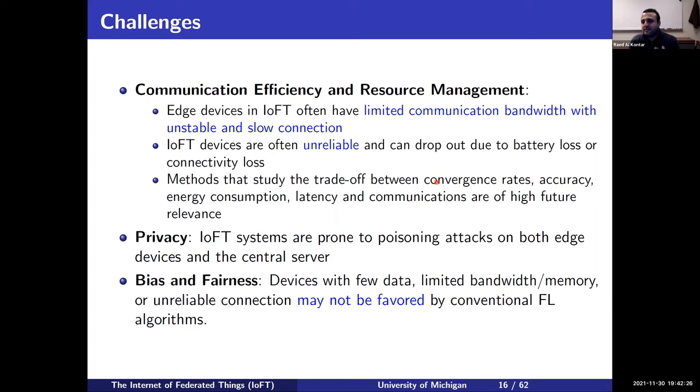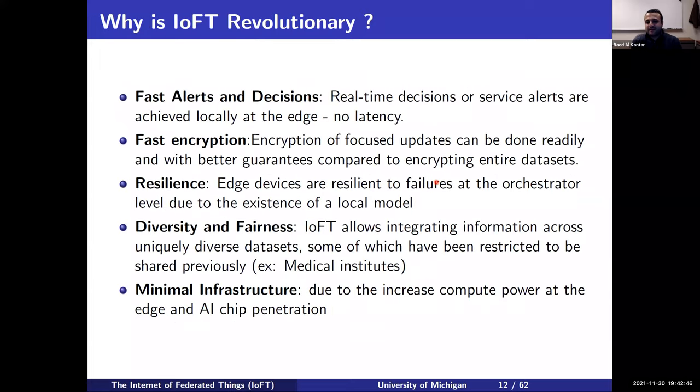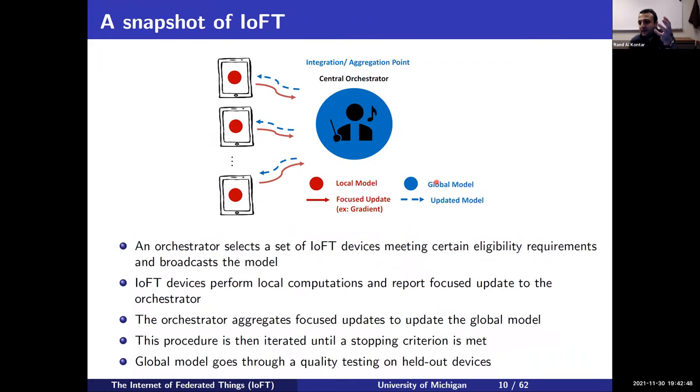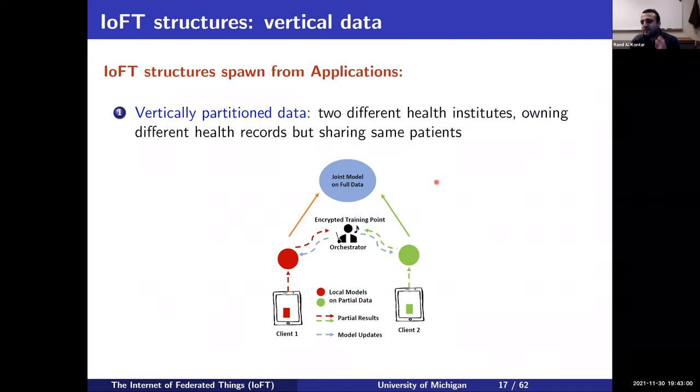So there are a lot of challenges that need to be addressed in IoFT for it to become a reality in many applications. And indeed, the applications themselves will pose many new challenges. As I mentioned here, IoFT structures and also challenges will spawn from applications. I just want to highlight that we started off by discussing this specific structure. We have a cloud, we still have the cloud. However, the cloud is not getting the data. It's just exploiting compute resources at the edge to get some updates, some summary statistics. However, this need not be the only situation.